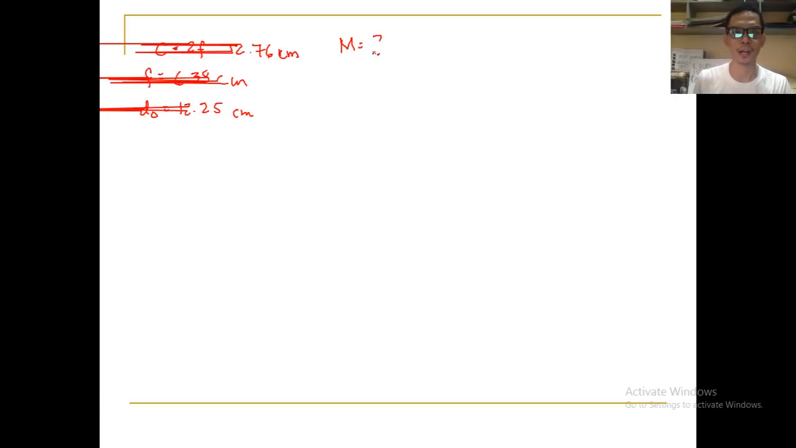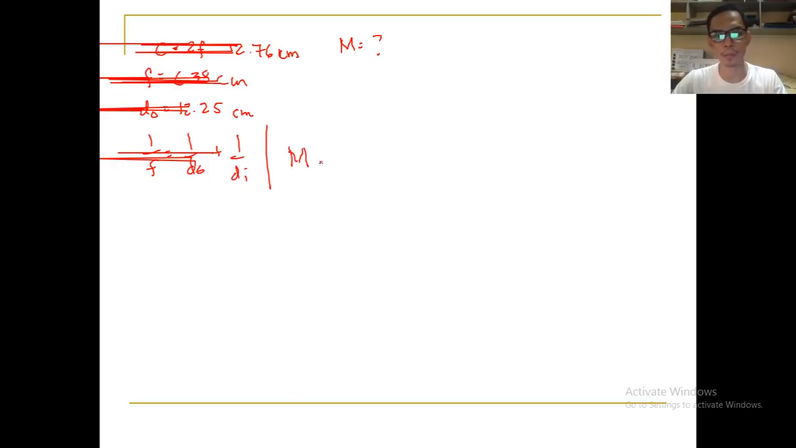Now, how will we compute for the magnification? Let's write first the formulas that we will use. The first one is 1 over F is equal to 1 over d sub O plus 1 over d sub I. The next formula is the magnification equation: magnification is equal to negative d sub I over d sub O, which is equal to height of the image over height of the object. Since no height is given in the problem, we can cancel this one.